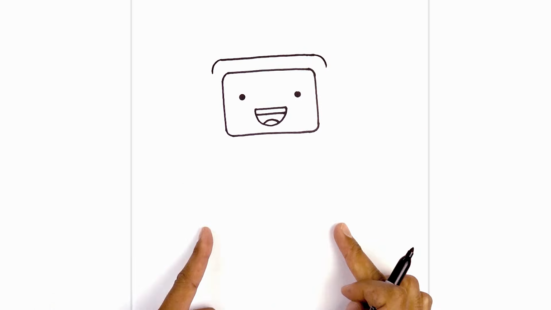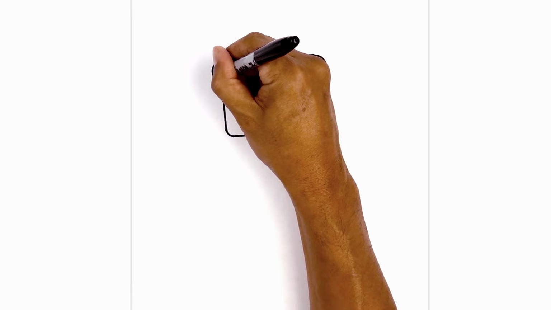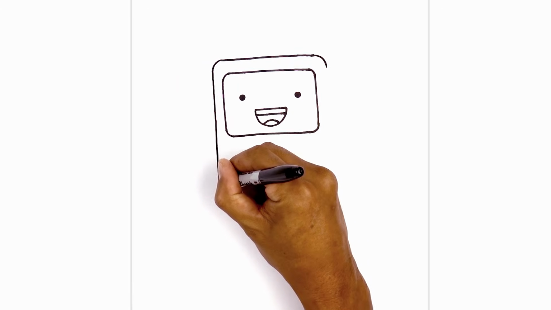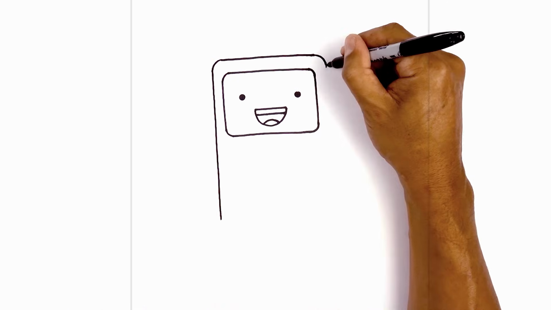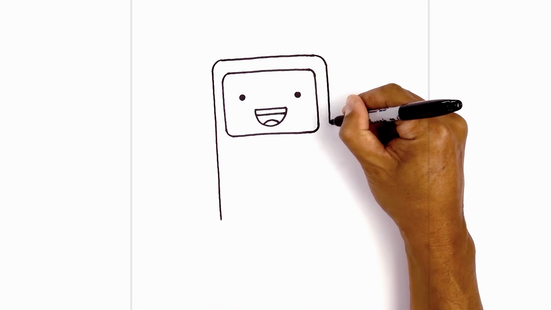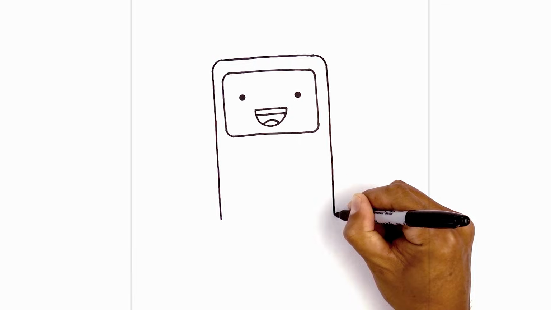Now I'm going to come down towards the bottom. Starting on the left, I'm going to come straight down towards the bottom of the body. Now we can adjust this line later on. Go to the right and do the same thing. We come down towards the same height.